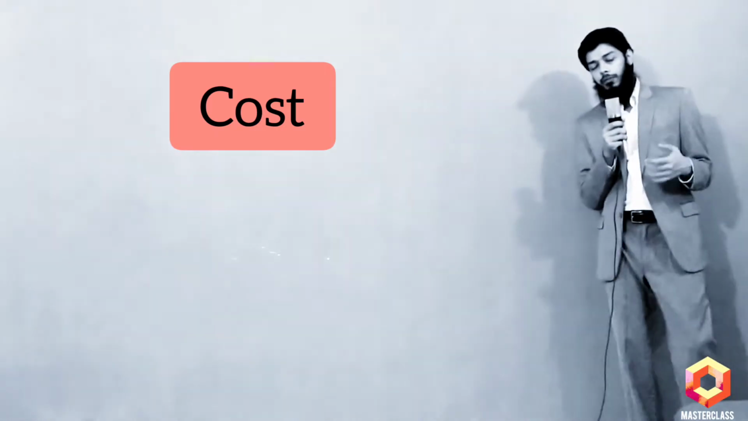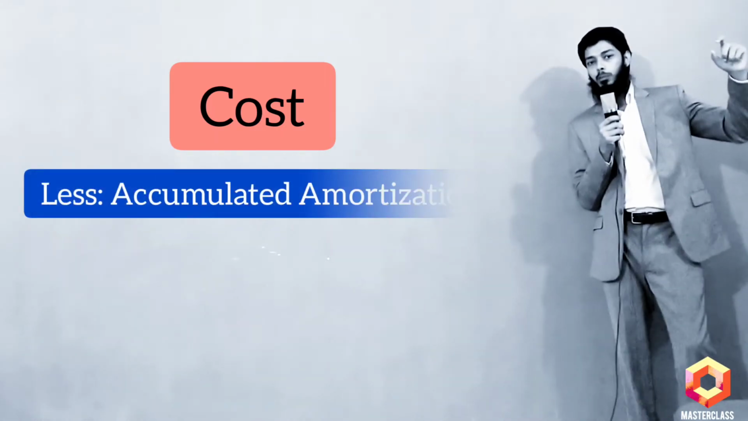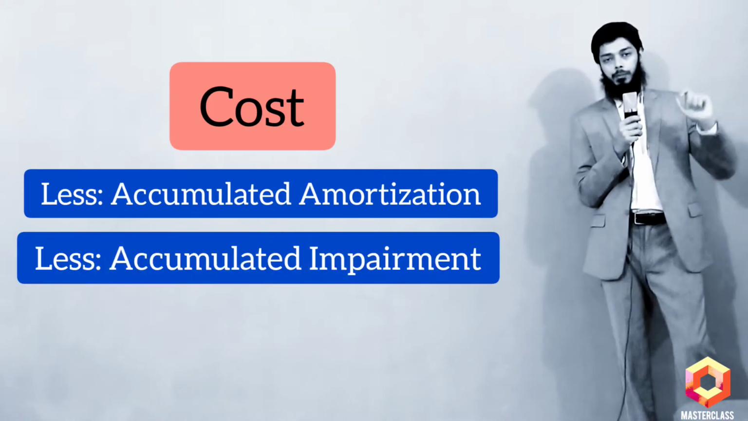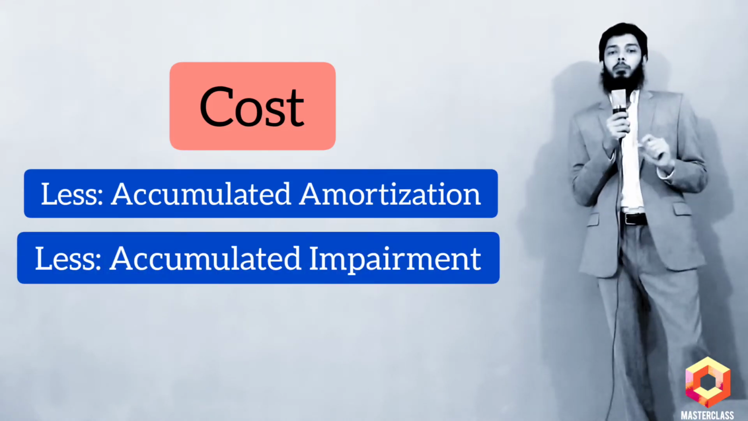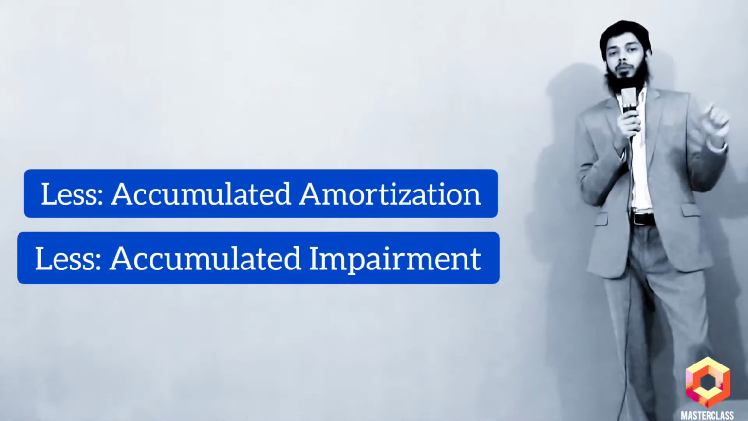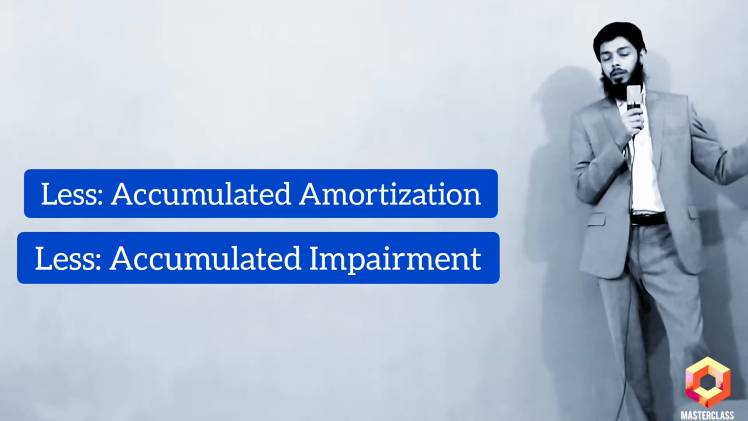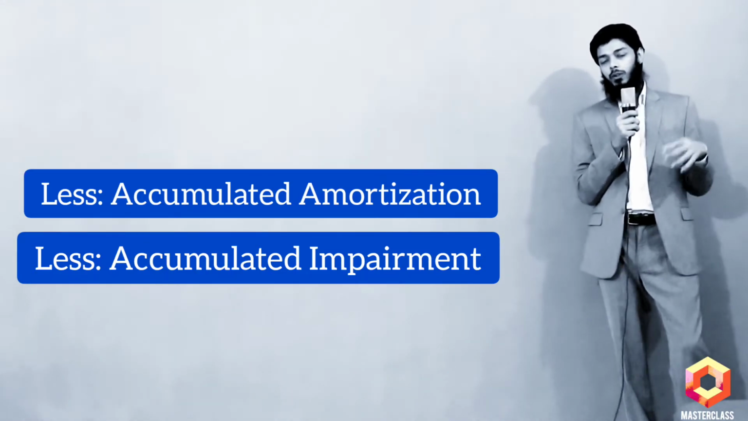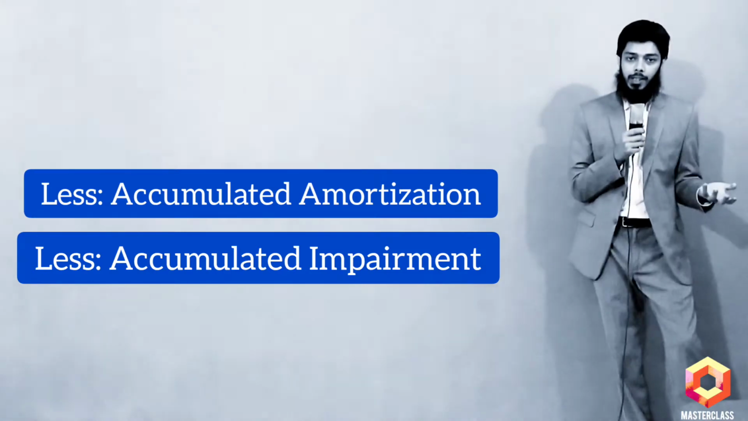Now, the cost model is simple. We have to account for it at cost less accumulated amortization and accumulated impairment losses. But there are some differences when we compare it to IAS 16 property, plant, and equipment because of the difference in the nature of the assets. We are dealing with an intangible asset.